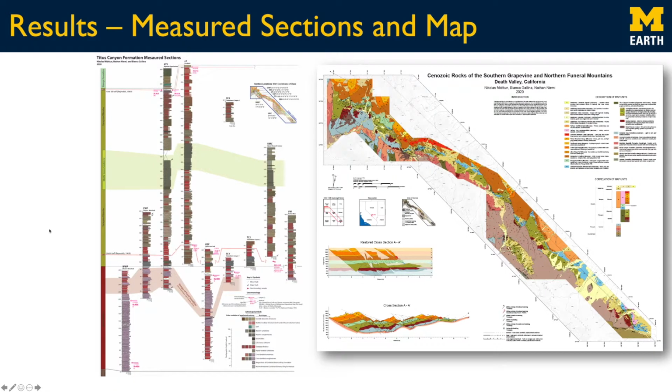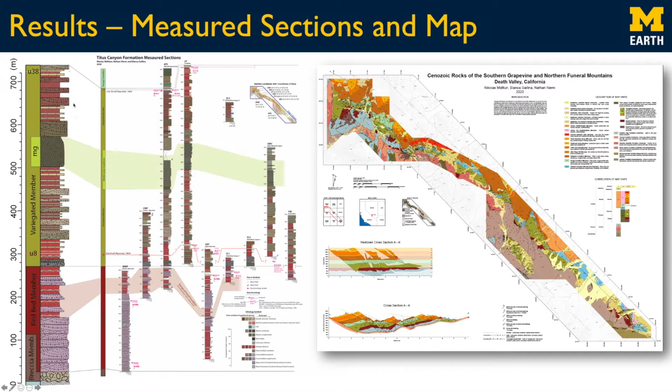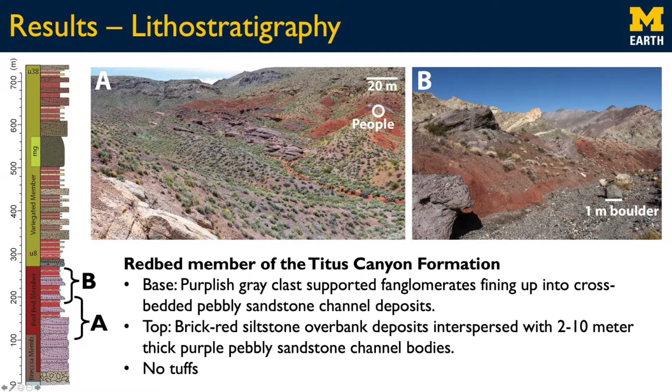And so to do that, we went on two field seasons in 2019 and measured these sections and produced this map. For the purposes of this presentation, I'm just going to show the simplified stratigraphic column, which is a composite of all of our stratigraphy that we measured. So I'll begin with a brief summary of the lithostratigraphy of the formation. We divided the formation into two members: a lower red bed member and an upper variegated member.